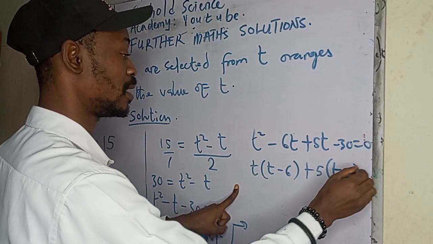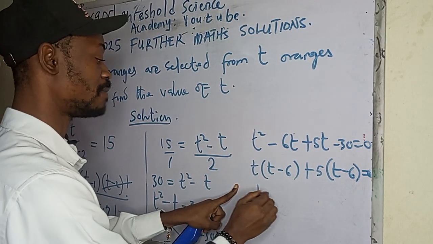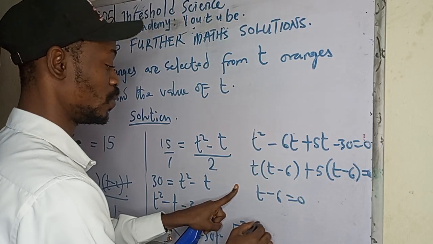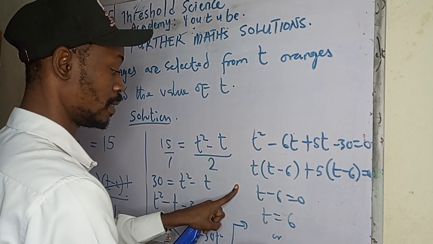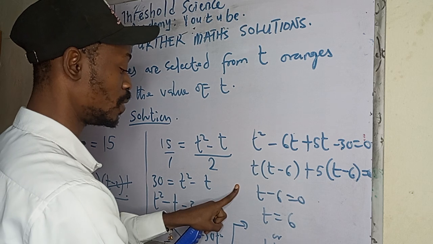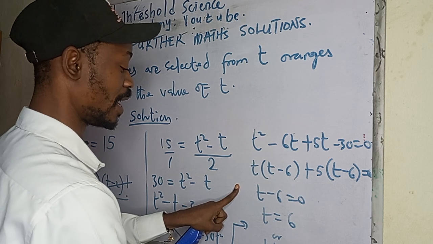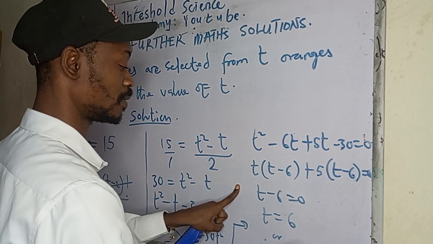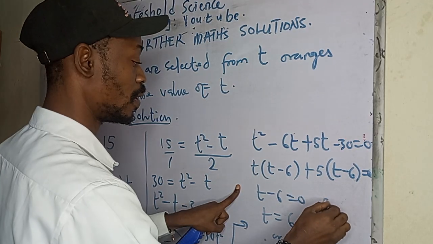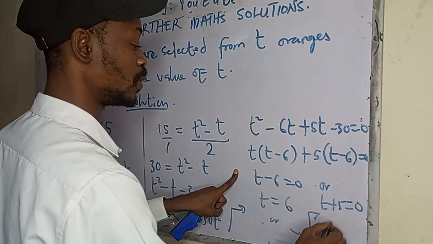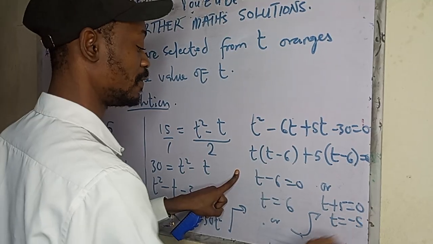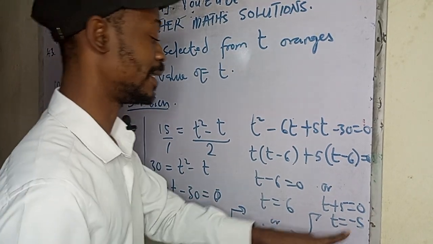t minus 6 equals 0. So we have t minus 6 equals 0, in which case t is going to be equal to 6. Or t plus 5 equals 0, in which case t is going to be equal to negative 5. Let me write it here. Or t plus 5 is going to be equal to 0, in which case t is going to be equal to negative 5. So we have plus 6 and negative 5 as our answer.